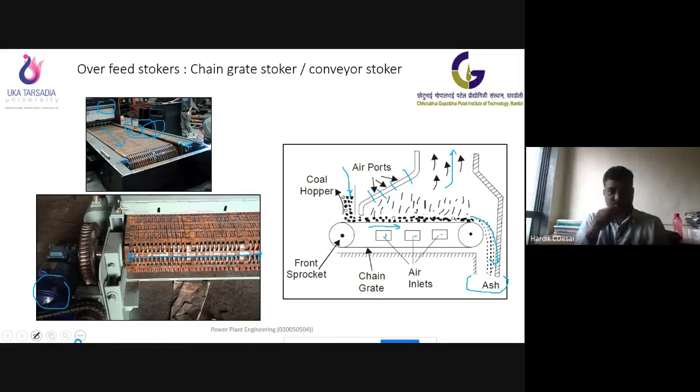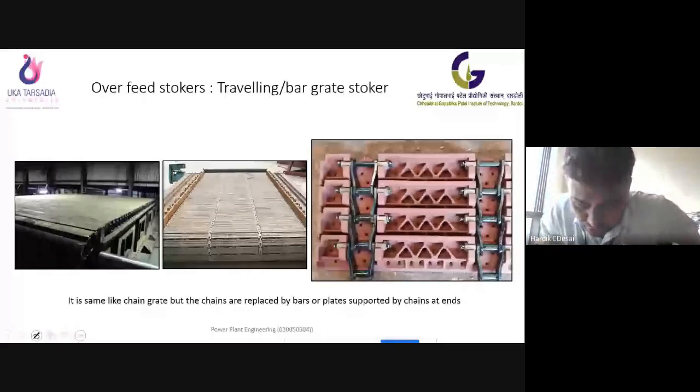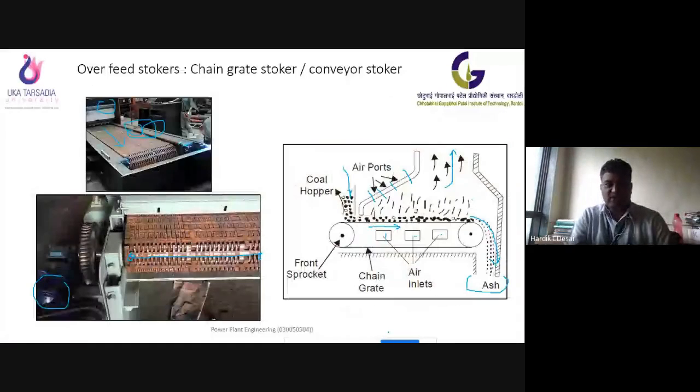The next one is the traveling grate or say bar grate stoker. The construction of this stoker is the same. In the examination also, if you are being asked to explain this traveling grate, chain, say bar grate stokers, you need to replace this nomenclature over here. Here you need to write down the traveling grate.